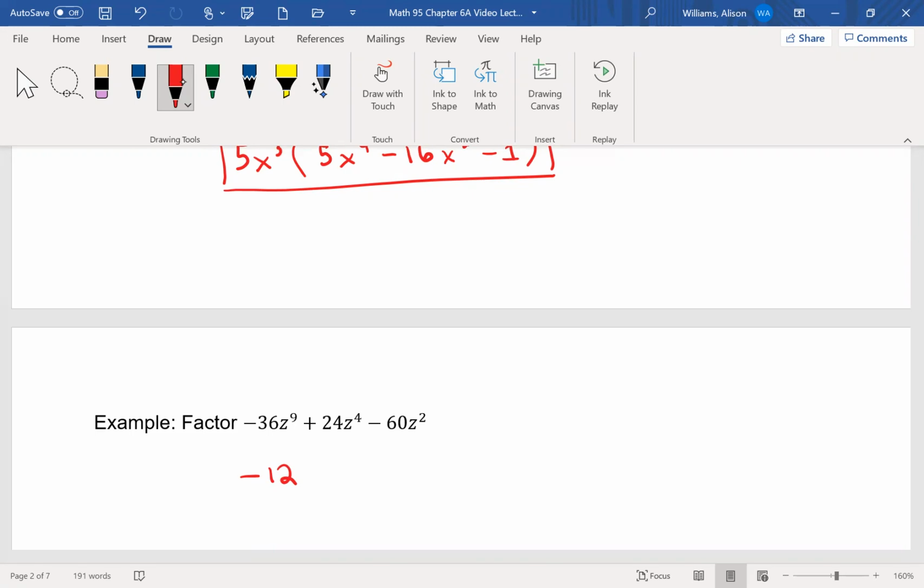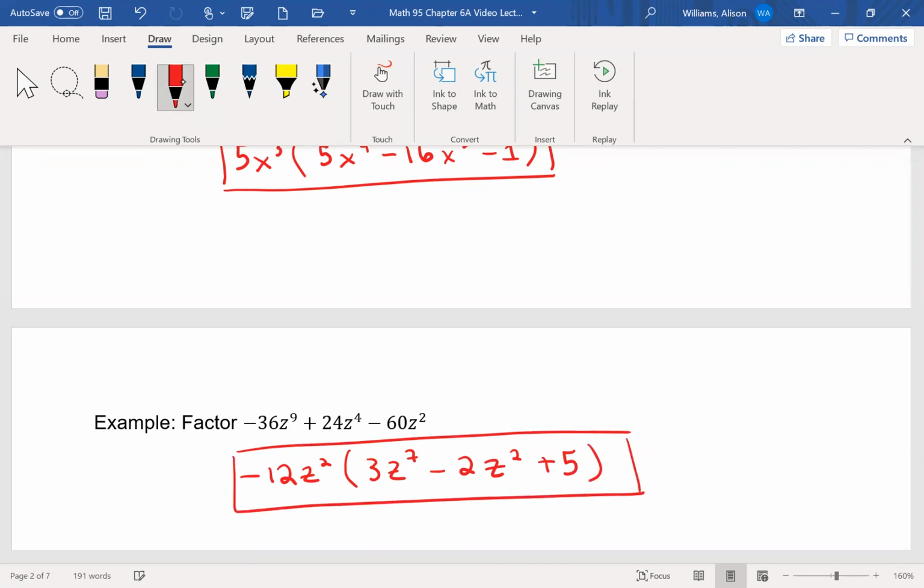And then for the z's, it looks like z squared, since that happens to be the lowest of the z's. So that's the most I'll be able to factor out. Okay, so here we go. For the first term, we're going to be left with 3z to the 7th. Minus. Because I'm factoring out a negative, that's going to change that middle sign, right? So that's going to be a negative 2z squared. And then the last sign is going to become a positive, and that'll be 5. Sorry, it sounded like I said the word nosy, like being nosy.